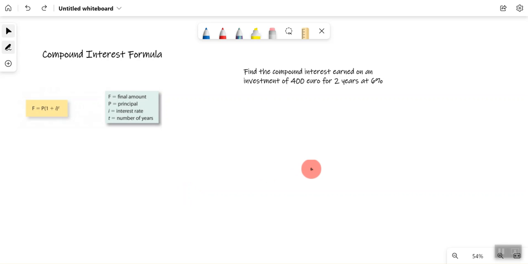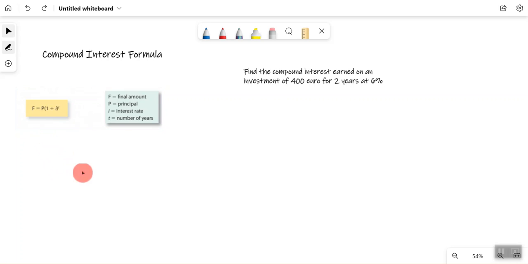Okay, so compound interest. And we're going to look at what's known as the compound interest formula. So this here is the compound interest formula. It's F equals P(1 + I)^T. So what do each of these parts stand for?